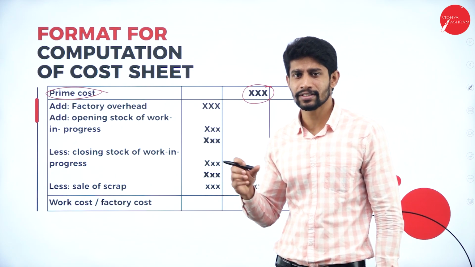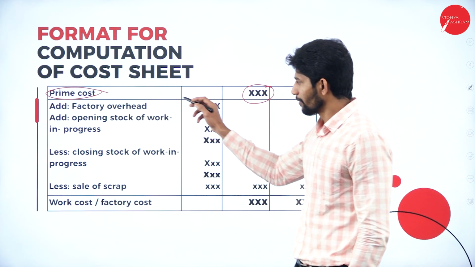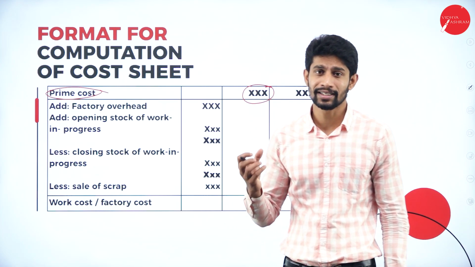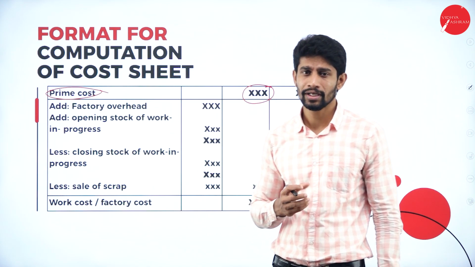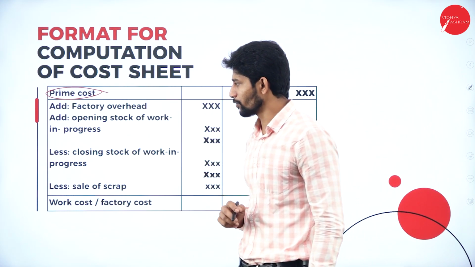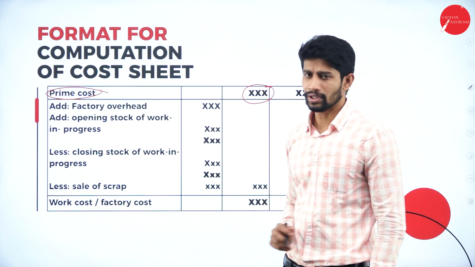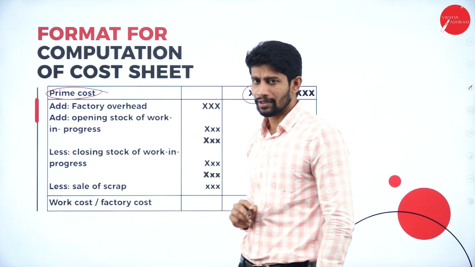So whatever expenditures are incurred in the factory, those expenditures come under factory overhead. For example, electricity, depreciation on plant, repair on plant and machinery. So these all come under factory. Which are all the items that come under factory overhead? You are going to take all the items here, and add factory overhead to the prime cost.